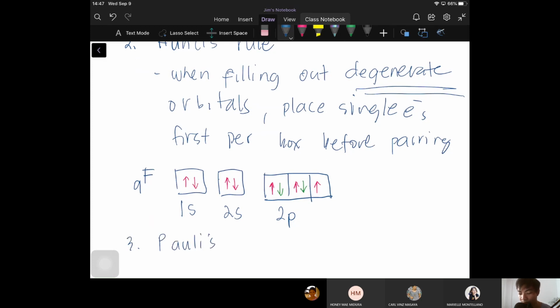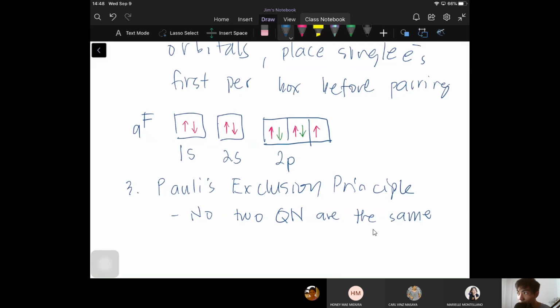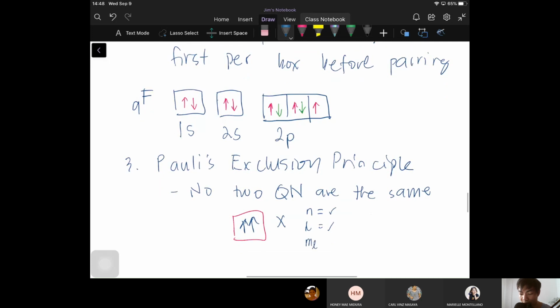Ano yung kwento ni Pauli's exclusion? Sabi niya, no two quantum numbers are the same. Wala dapat parehas na quantum number. That means, when filling out the boxes, hindi ka pwede maglagay ng parehas pataas. Bakit bawal yung parehas pataas? Because they will have the same n. Okay lang yon. They will have the same l. Okay lang yon. They will have the same ml. Okay lang yon. Pero, yung ms, hindi ito pwede magkapareha.